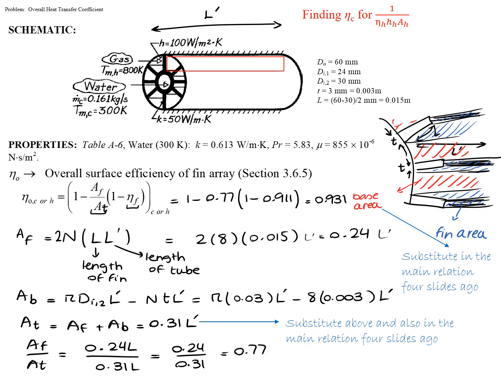So now in the relation that we were working with in the previous slide, we got our single fin efficiency, but we also needed area of the fin divided by total area. Divide those two together, and you should be able to arrive at 0.77. The L primes cancel out at this point. So you are able to substitute that in your overall fin efficiency relation, and you should be able to get 0.931 as the overall efficiency of the fins.